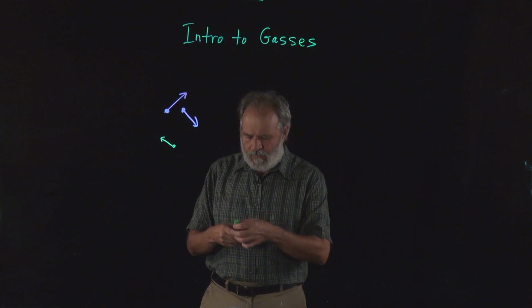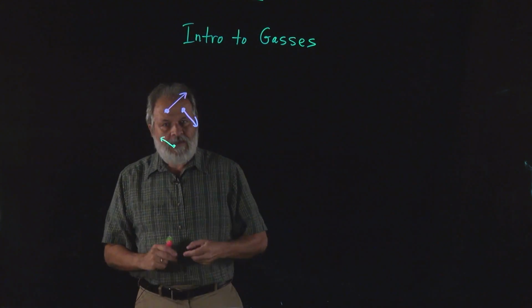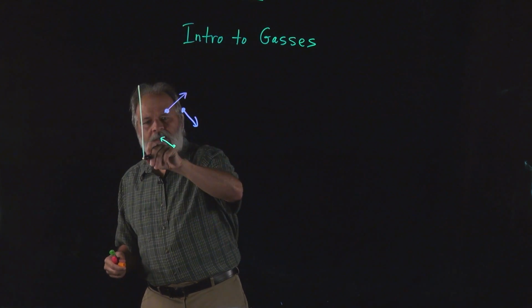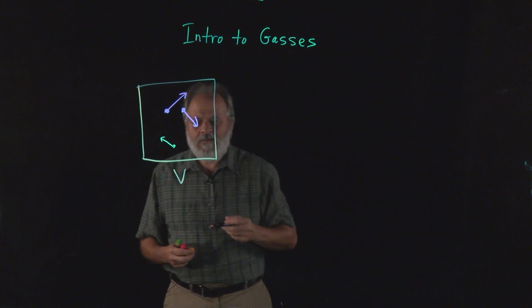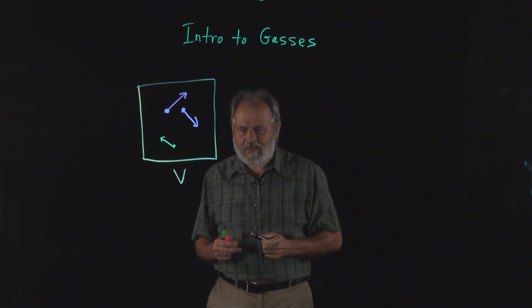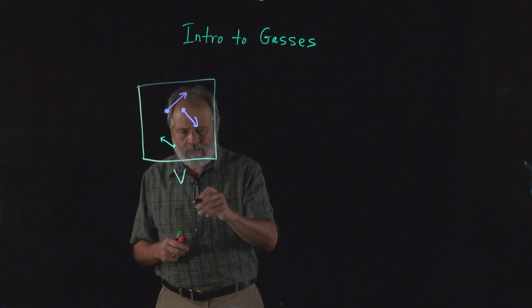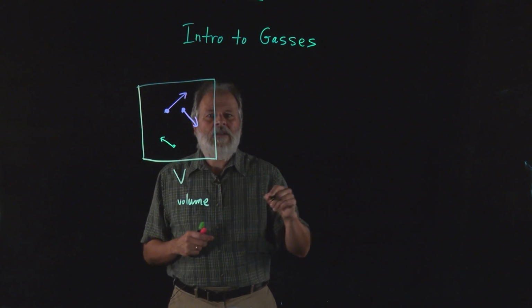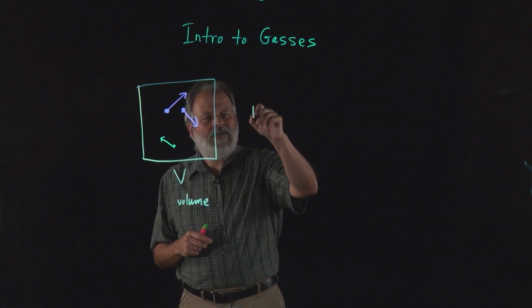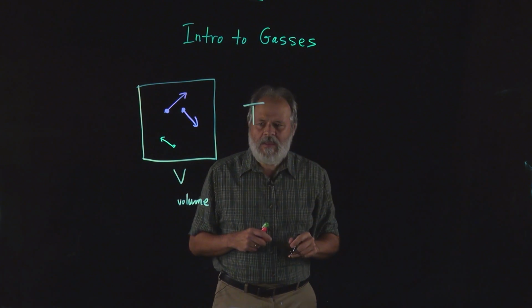Usually, of course, we prevent that from happening by containing them in a container. So we're going to call the volume of the container capital V. So V is for volume. The total energy is characterized by the temperature, which we'll call capital T.